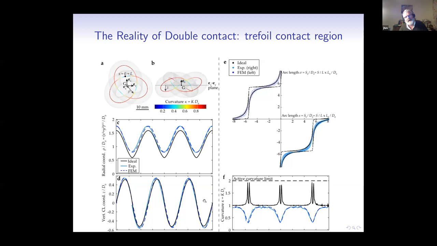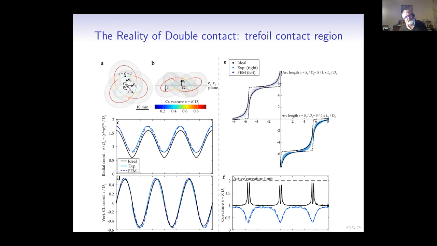And truth in advertising, the arc lengths are different because this experiment is quite stretchy. So there's an overall uniform scaling to match the arc lengths of the ideal knot with the experiment and the finite element. So there's a fudge factor in there, but there's only one scalar fudge factor. And you see this, the problems here could be that there's non-uniform stretching or stuff like that. Okay. So then this now is the radial coordinate.